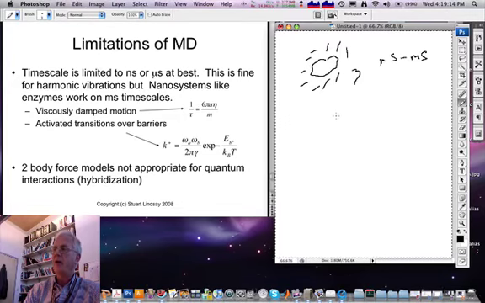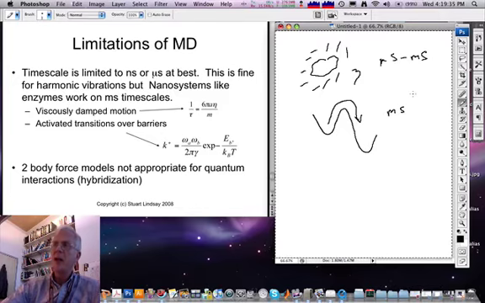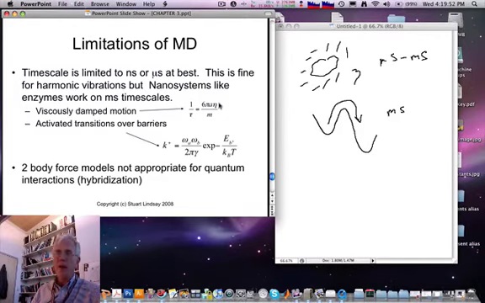Then another way of looking at this is that many processes have transition states that are quite high in energy, and so the intrinsic rate of sampling this second potential well here is very small. And so easily in biology, these timescales can be on the order of milliseconds. Timescales like this are really beyond the reach of conventional molecular dynamics. Another problem presented to molecular dynamics is that many true bonding interactions, like hybridization, are just not described very well by a model two-body potential.